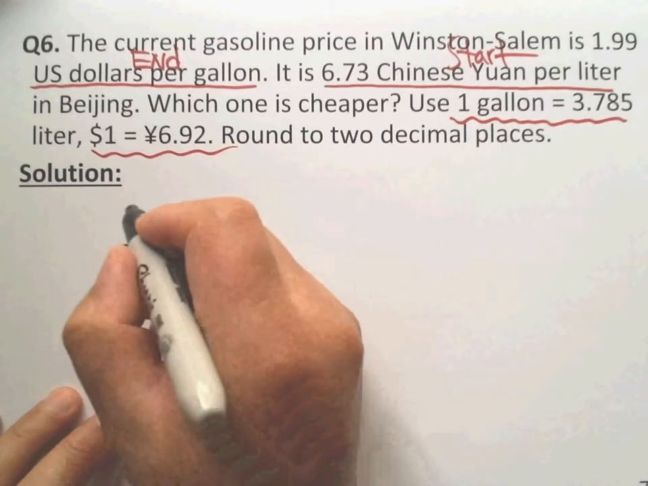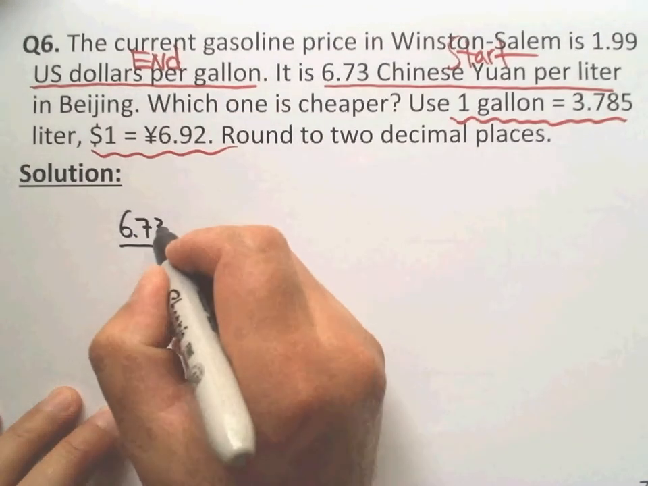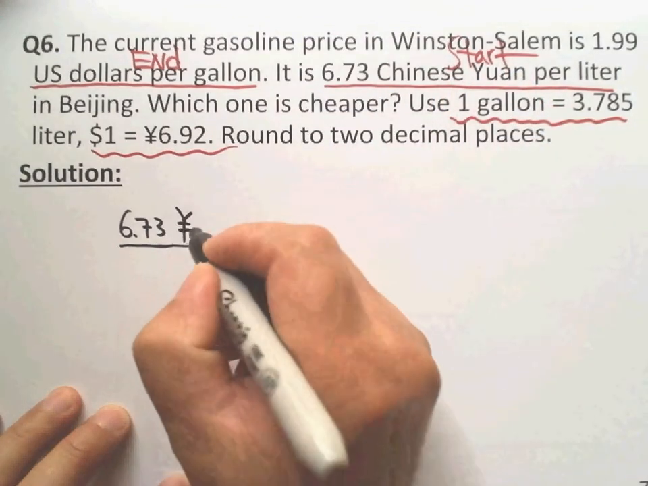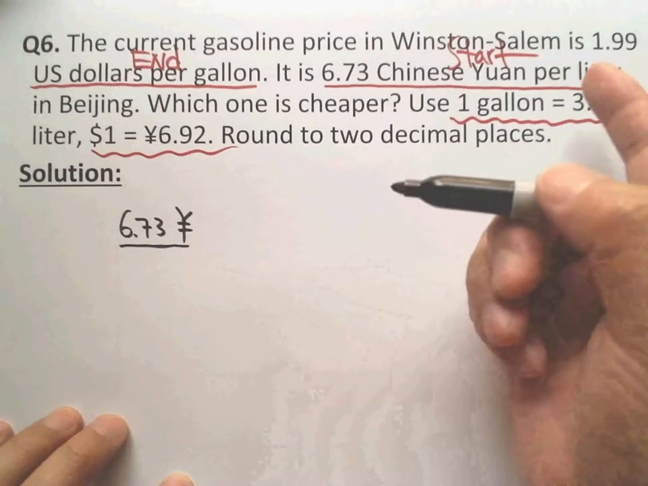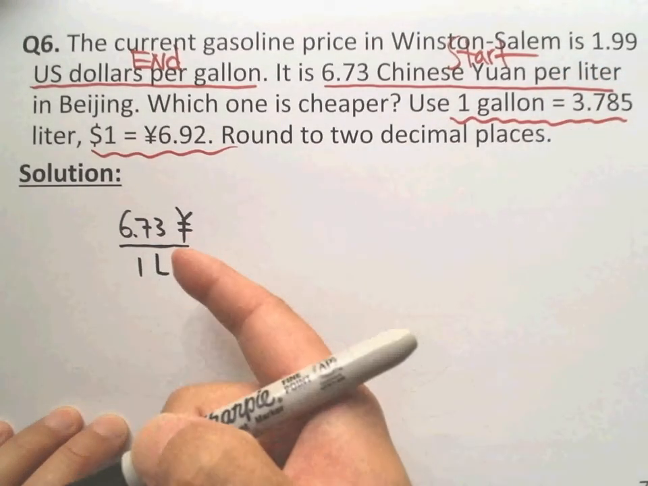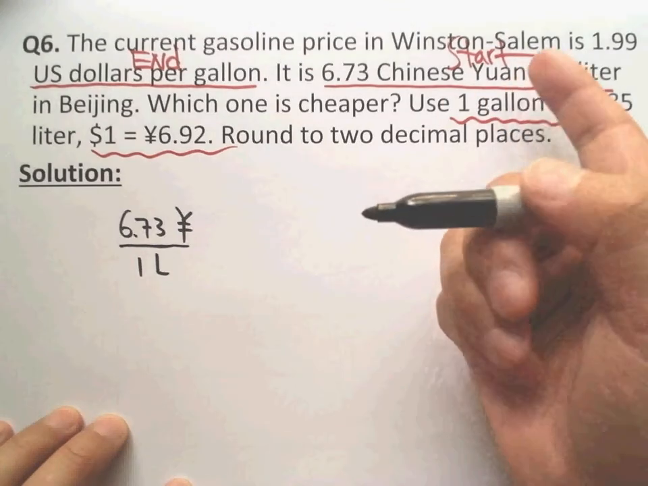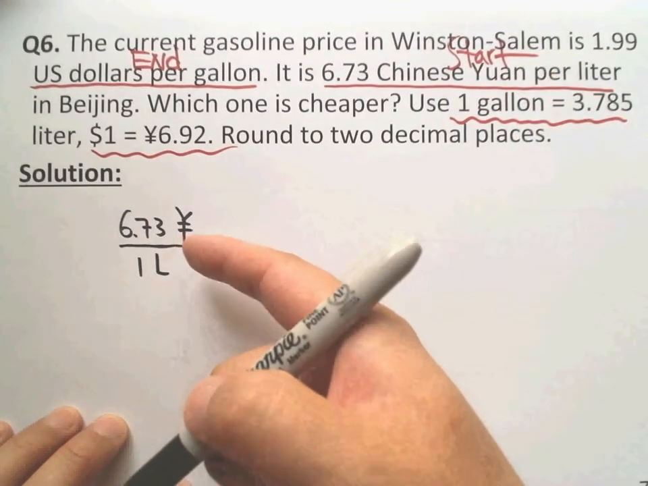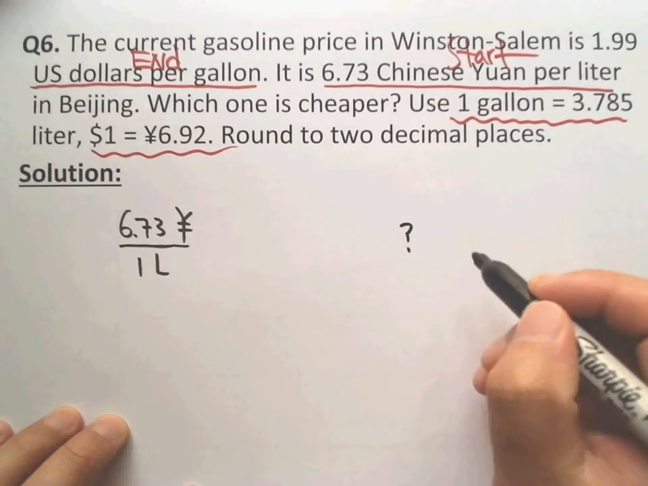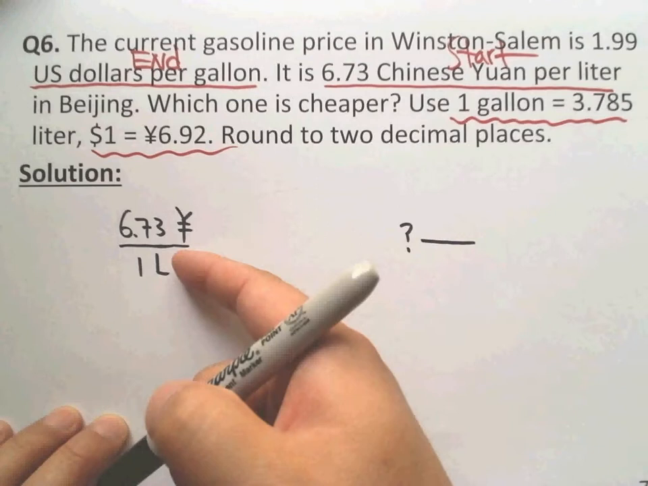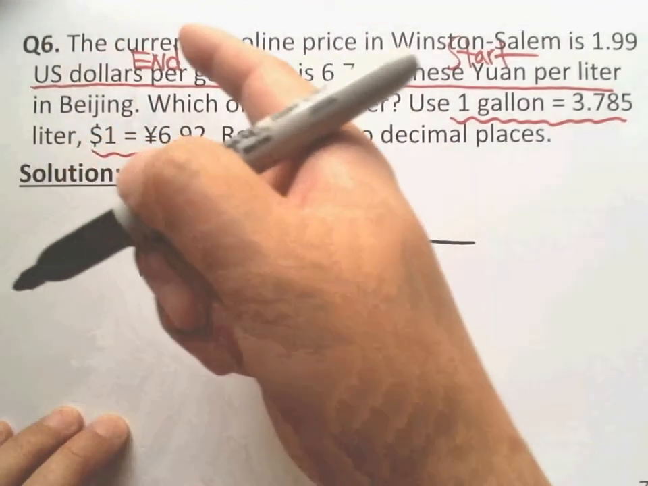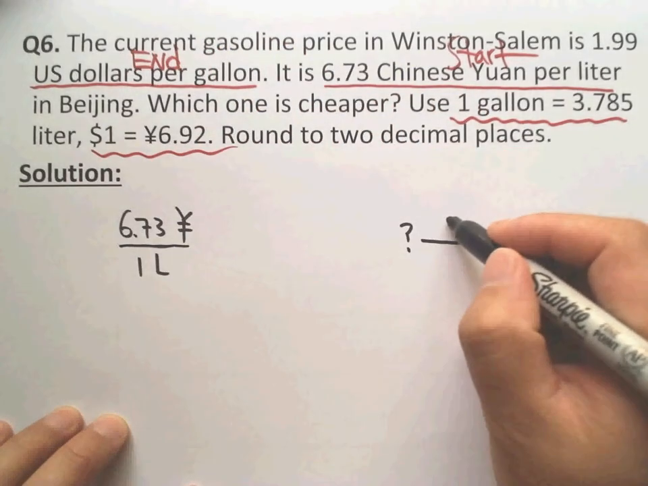Let me draw a diagram here, where we start from there. I am going to put in this way a fraction, which is 6.73 Chinese yuan. Use this symbol for the Chinese yuan per liter. I'm going to write per liter is 1 liter. See, this is the price in China. Okay, so up here is the start, where we need to go. Let me put it here. Okay, so put a question mark.